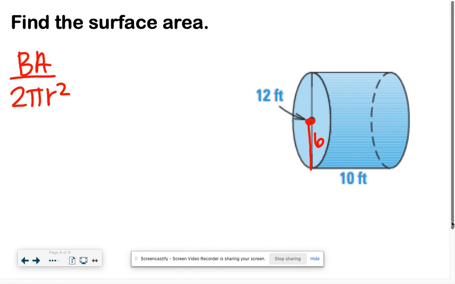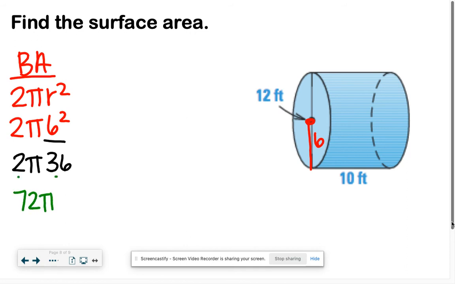So for my base area, I'm going to plug into 2 pi r squared. We said our radius is 6. And now we simplify. 6 squared is 36. 2 times 36 should give us 72 pi.